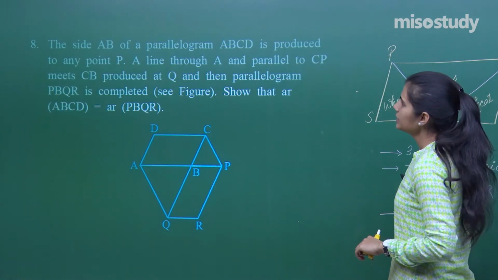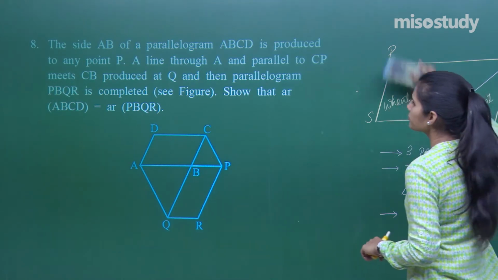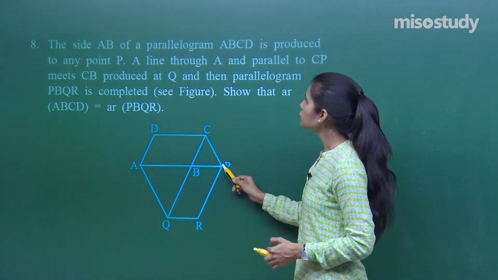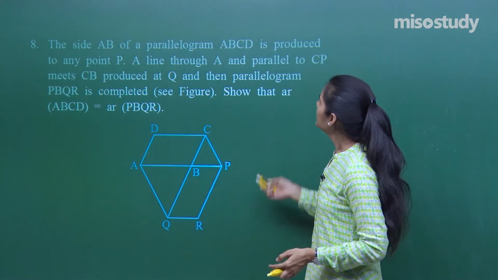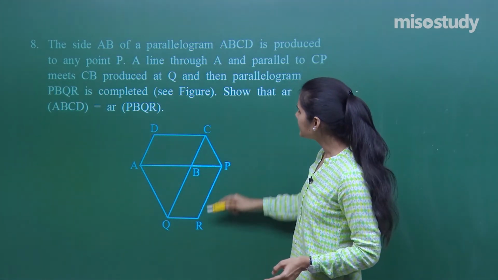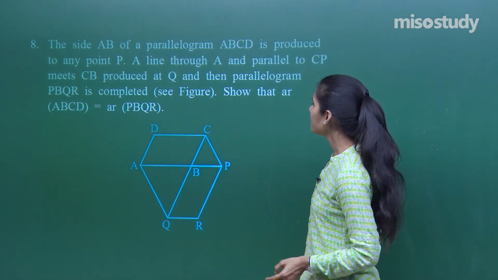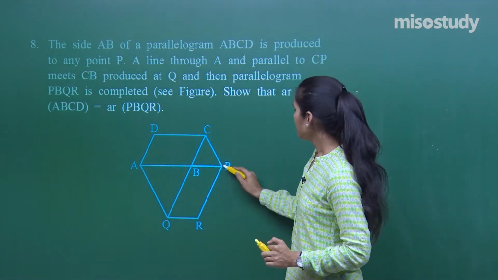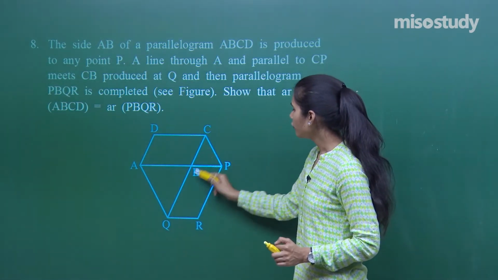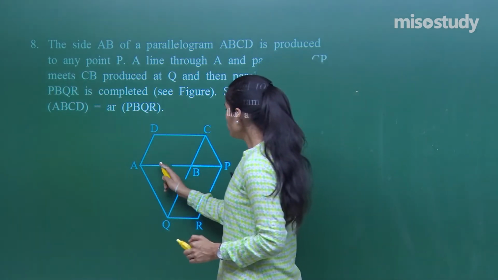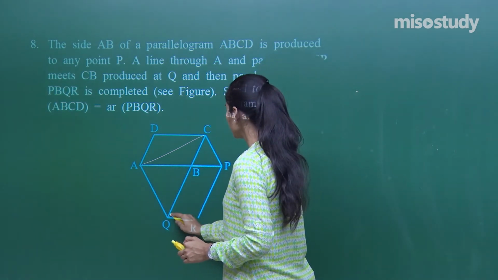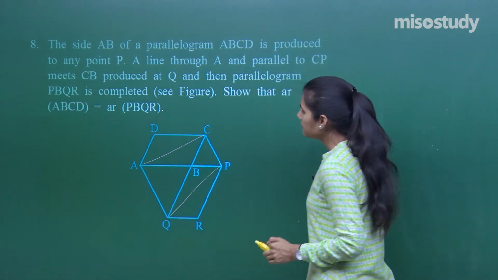Next question says that the side AB of a parallelogram ABCD is produced to any point P. So this side AB is produced to P and this ABCD is a parallelogram. A line through A and parallel to CP produced meets CB produced at Q, and then parallelogram PBQR is completed. Show that area of ABCD is same as area of PBQR. What you do is, this is a parallelogram. Consider the diagonal AC of the parallelogram ABCD, consider the diagonal QP of the parallelogram BPRQ.